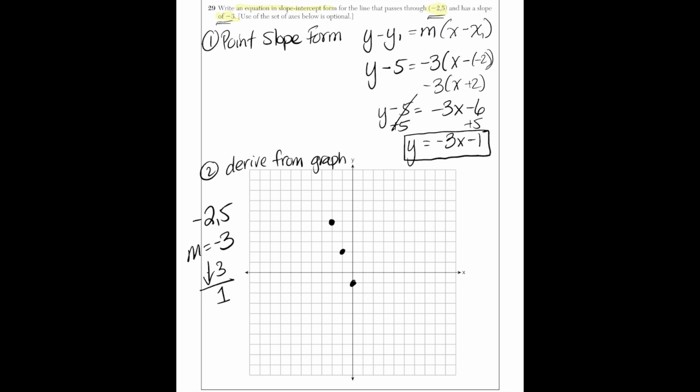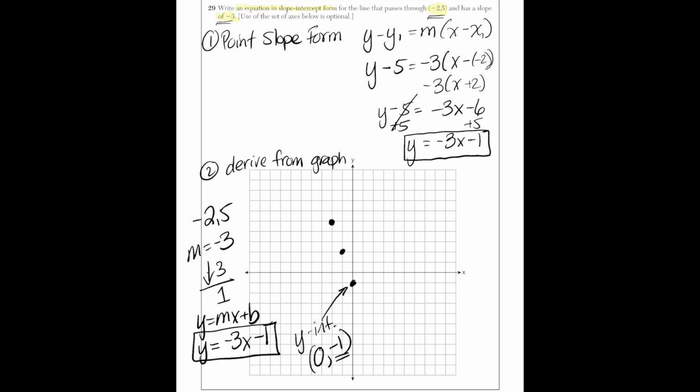Because all I really need is this number right here, which is my y-intercept, which is at 0, negative 1. Now with that, I can write my equation in slope-intercept form. y is equal to mx plus b. I already have my m, which is negative 3, and now I have my b, which is negative 1.